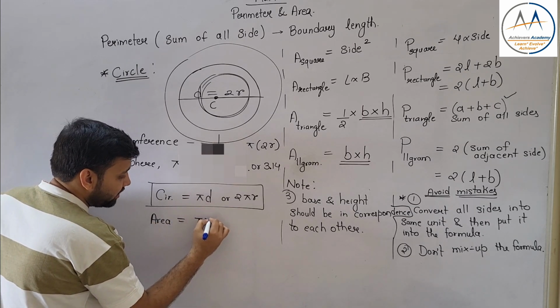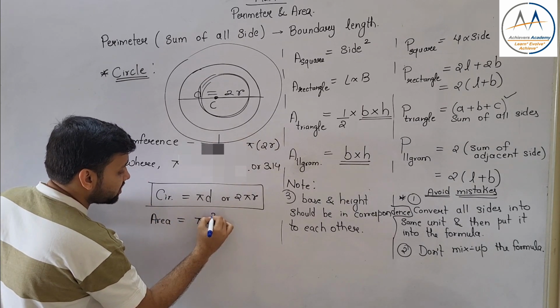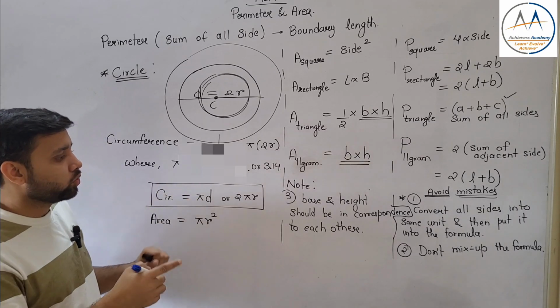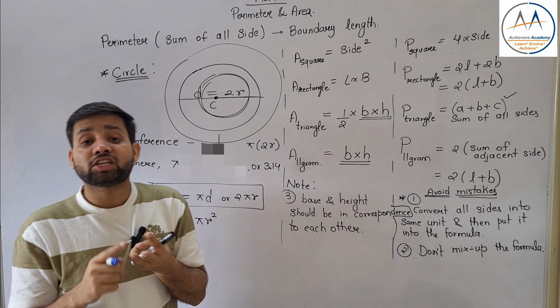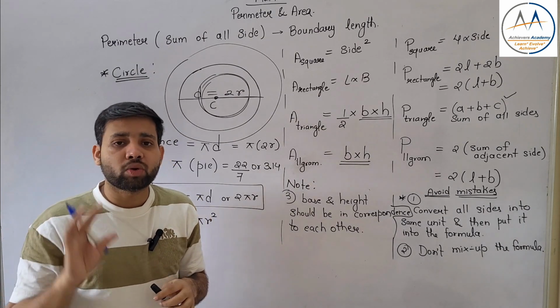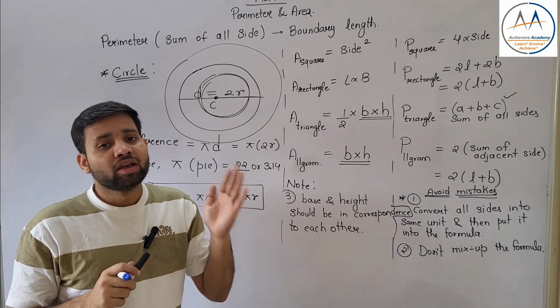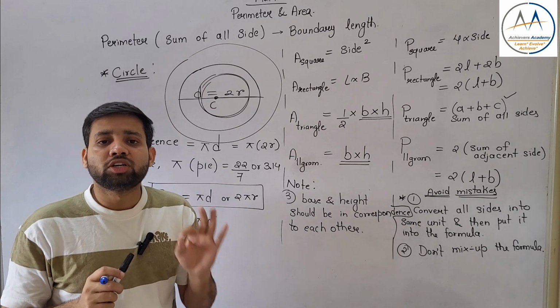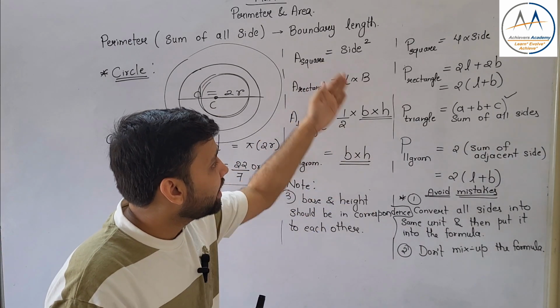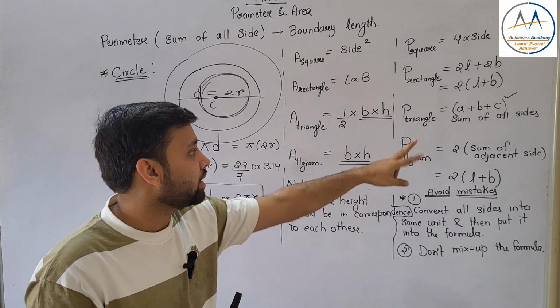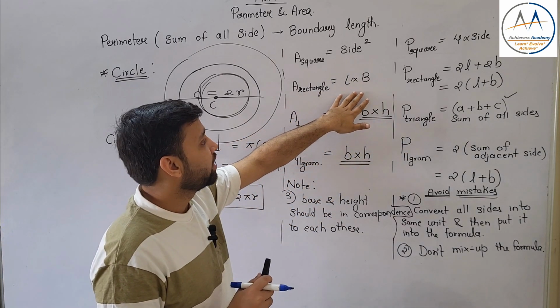pi r times r, which is pi r square. I told you that area will be in meter square, centimeter square, millimeter square, or kilometer square. All the square units are the units of area. The simple units of length are the units of perimeter. So in perimeter, we should not multiply any two sides.